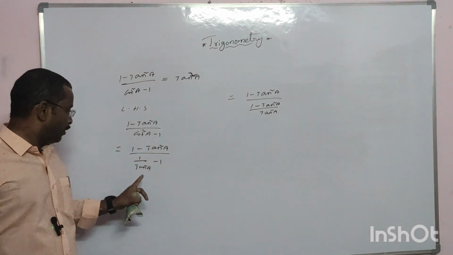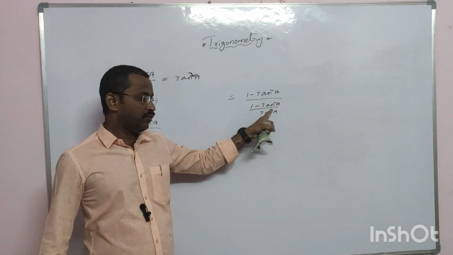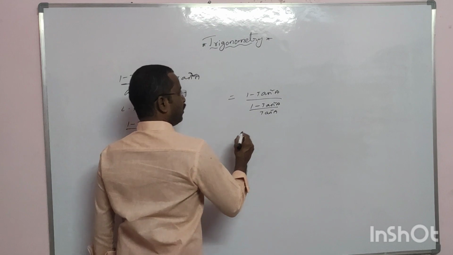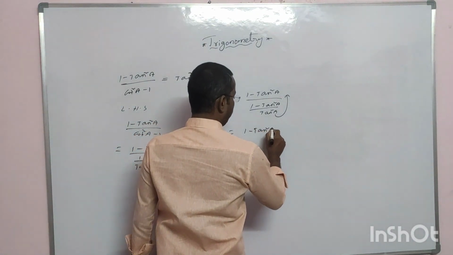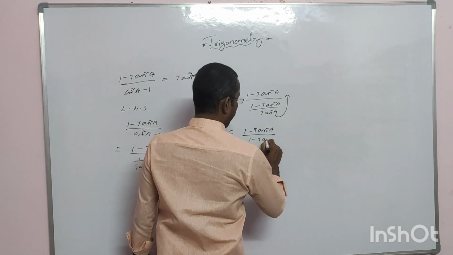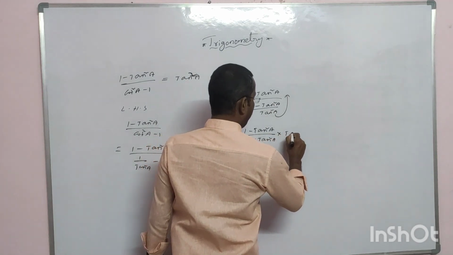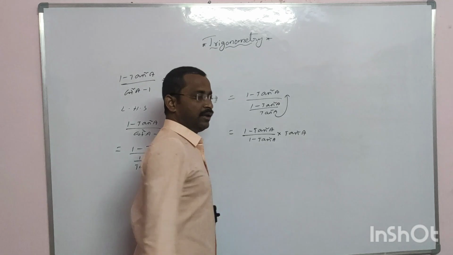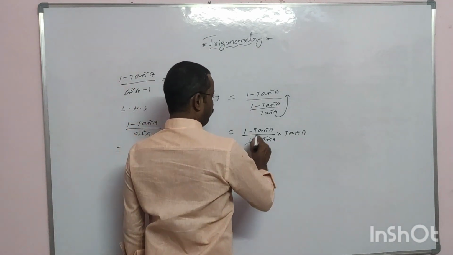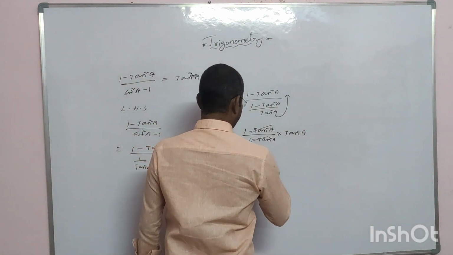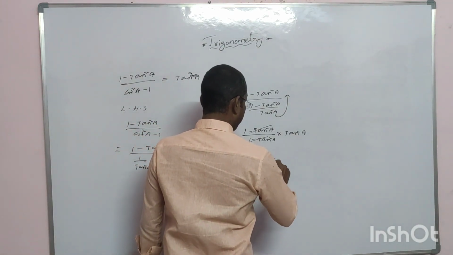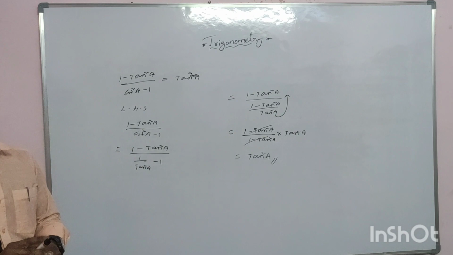Here, 1 minus tan square A by, if you do the LCM, 1 minus tan square A by tan square A. Is that correct or not? Because tan square A into 1, tan square A by tan square A. Just send it to the top: 1 minus tan square A by 1 minus tan square A into tan square A. 1 minus tan square A, 1 minus tan square A will be cancelled. So what do you have as balance? Tan square A.